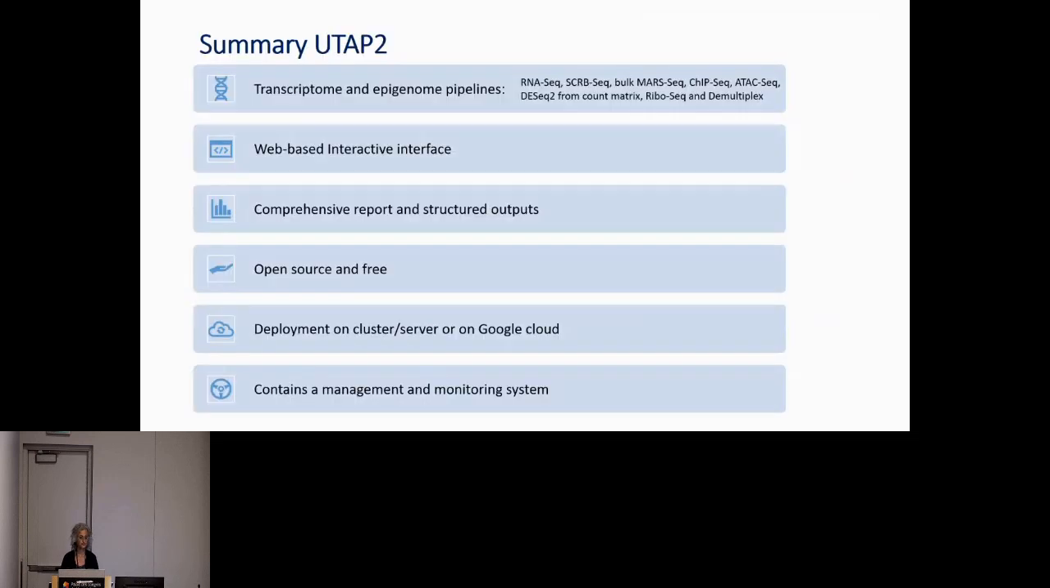So to summarize, UTAP2 contains transcriptome and epigenome pipelines. It's a web-based interactive interface. It contains comprehensive reports and structured outputs. It's open source and free, and it can be deployed on a cluster server or Google Cloud. It contains also a management and monitoring system.